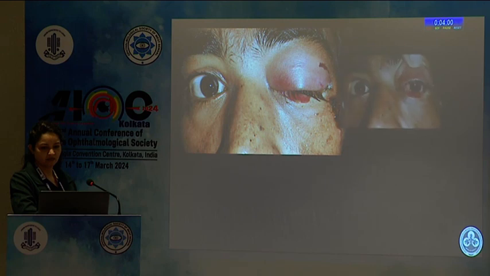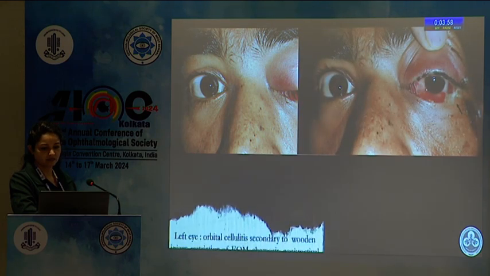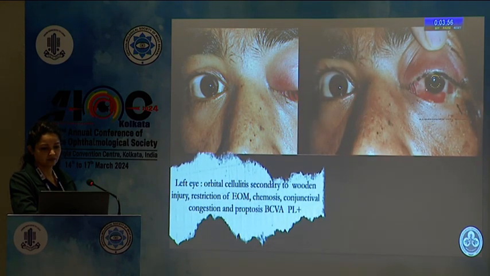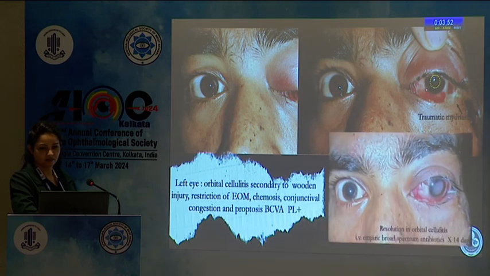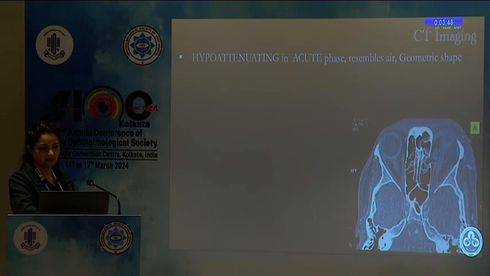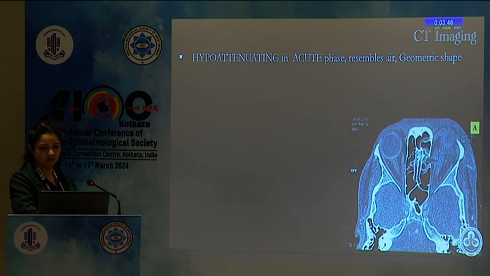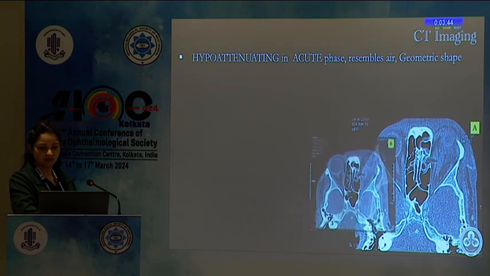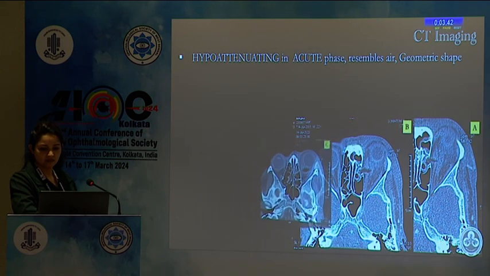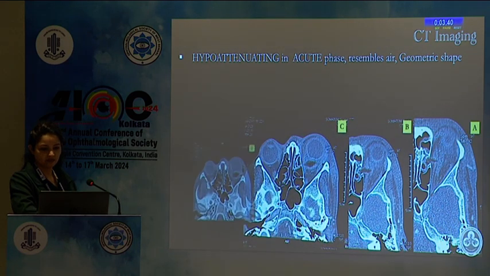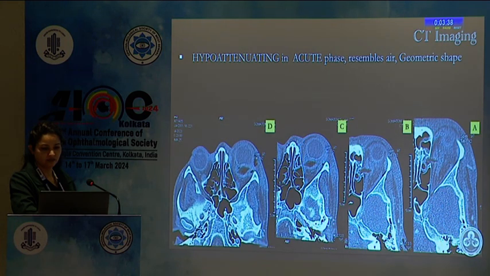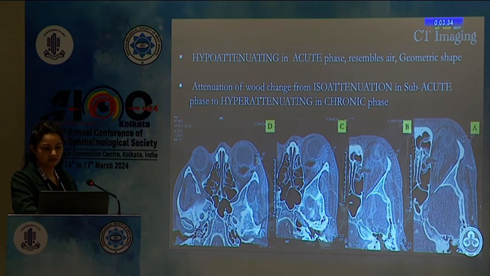A young male presented as a case of left eye orbital cellulitis with history of wooden injury and showed resolution with IV antibiotics. His CT scan revealed a hypoattenuating foreign body resembling air extending from the lateral orbit into the middle ethmoidal sinus. It was touching the optic nerve and disrupting the medial rectus fibers.